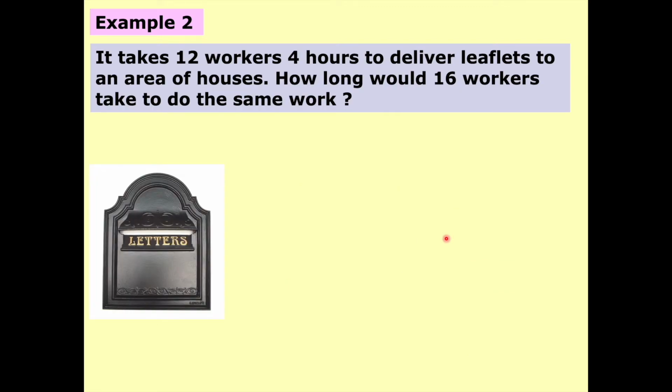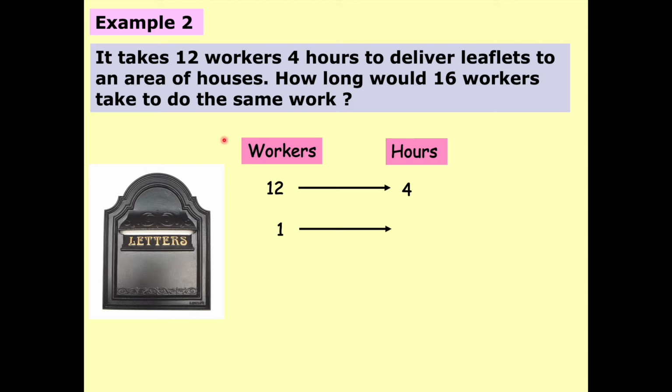So for this one, it takes 12 workers 4 hours to deliver leaflets to an area of houses. How long would it take 16 workers to do the same work? So we are dealing with workers and how long, so hours, it would take to do the job. So we have got our 2 columns, workers and hours. Picking out the information from the question, 12 workers take them 4 hours. We want to figure out how long it would take 1 worker, so that we can build up to answer our question of 16 workers.